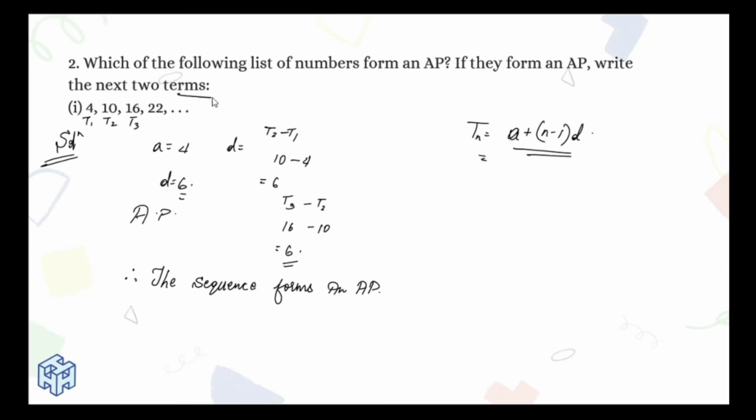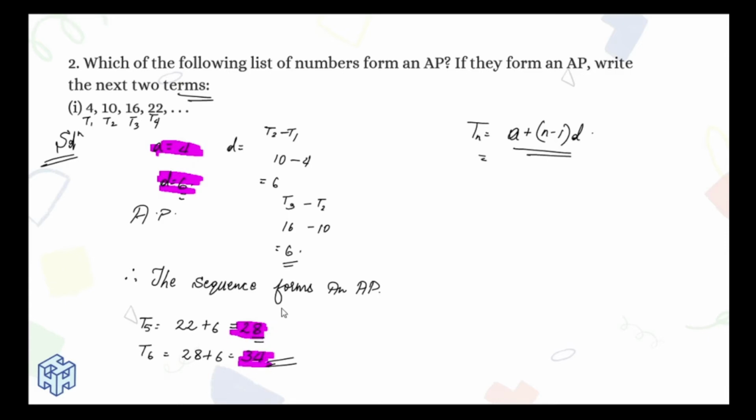And they have asked us to find the next two terms. So simply, this is T4, right? So T5 is equal to 22 plus 6, which is equal to 28. Similarly, T6 is equal to 28 plus 6, which is equal to 34. Therefore the next two terms are 28 and 34. So let us again highlight our answer because it is a good practice to highlight.